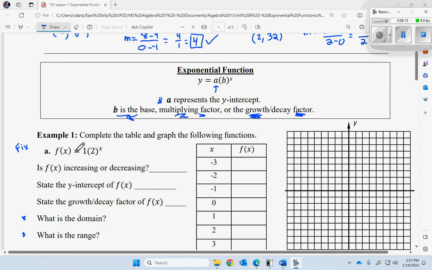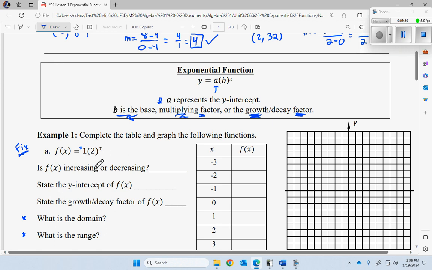So before we start example 1, I need you to fix yours. Mine is fixed. I think you have a negative here in front of the 1. It shouldn't be negative. So you could just turn it into a positive sign, right? Because it was a negative sign. It needs to be positive.